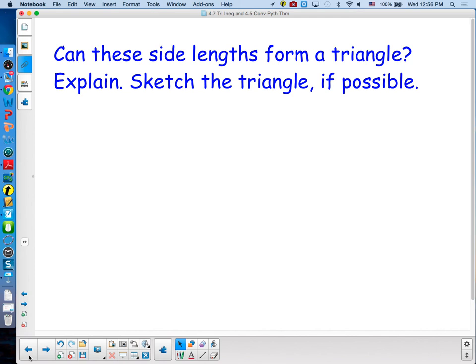Okay, let's try a 7, 7, 7. Does that make a triangle? Yes. Two sides always add to be more than the other. So what kind of a triangle is it? It should be equilateral when you draw out all three sides the same.